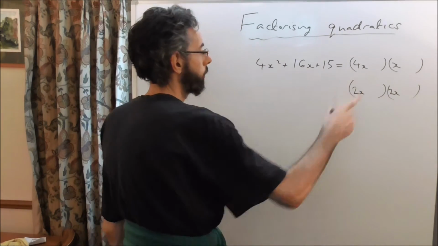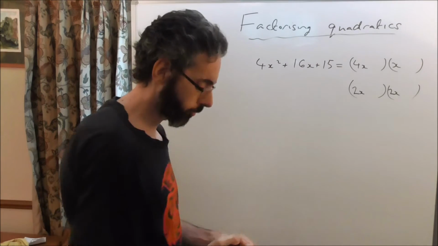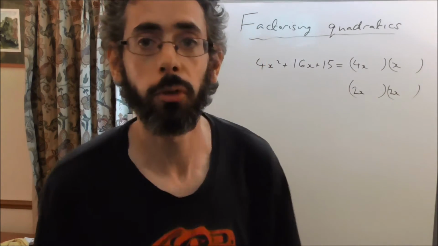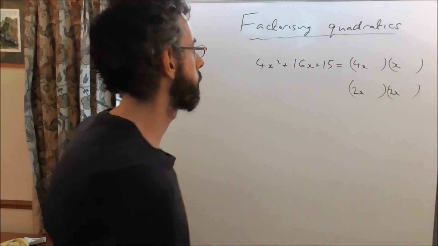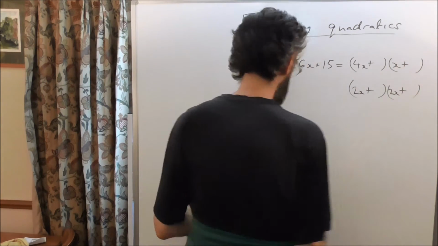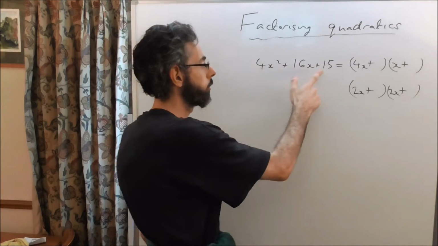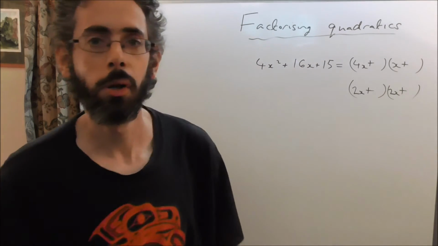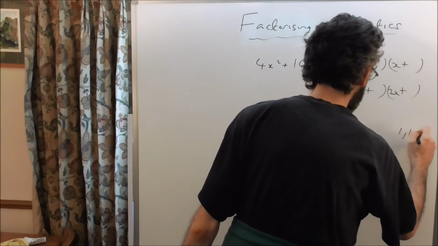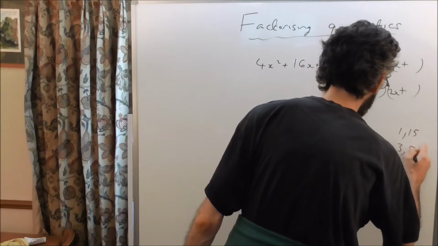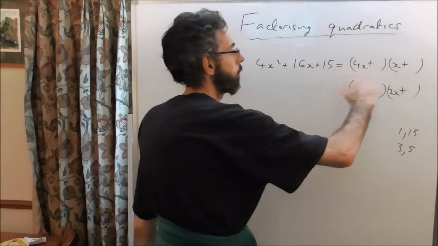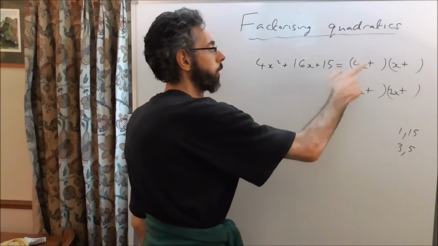Now, whichever way it does factorise, everything's positive on this side, which means that the numbers in the brackets are going to both be positive numbers. So we'll put the signs in straight away, since we know everything's positive. We also know that the two numbers must have a product of 15. So let's list the possible pairs. Could be 1 and 15, or could be 3 and 5. They're the two possibilities.